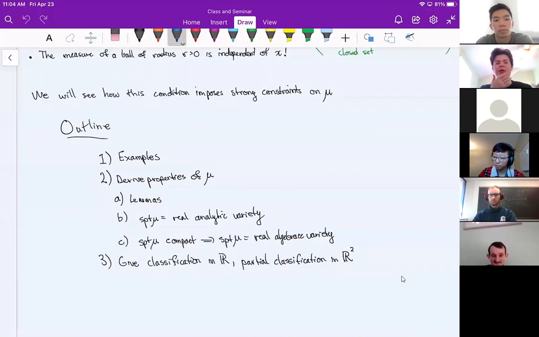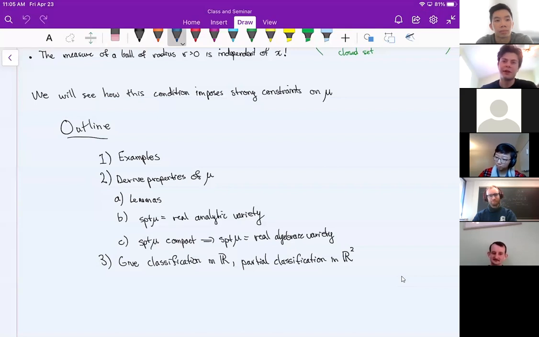First, I'm just going to give you a bunch of examples. Like Ben actually just mentioned, the simplest example is just Lebesgue measure in R^n. It's one that we're all very familiar with. I'll give you a variety of examples which tell you the different flavors of measures that are in this class.